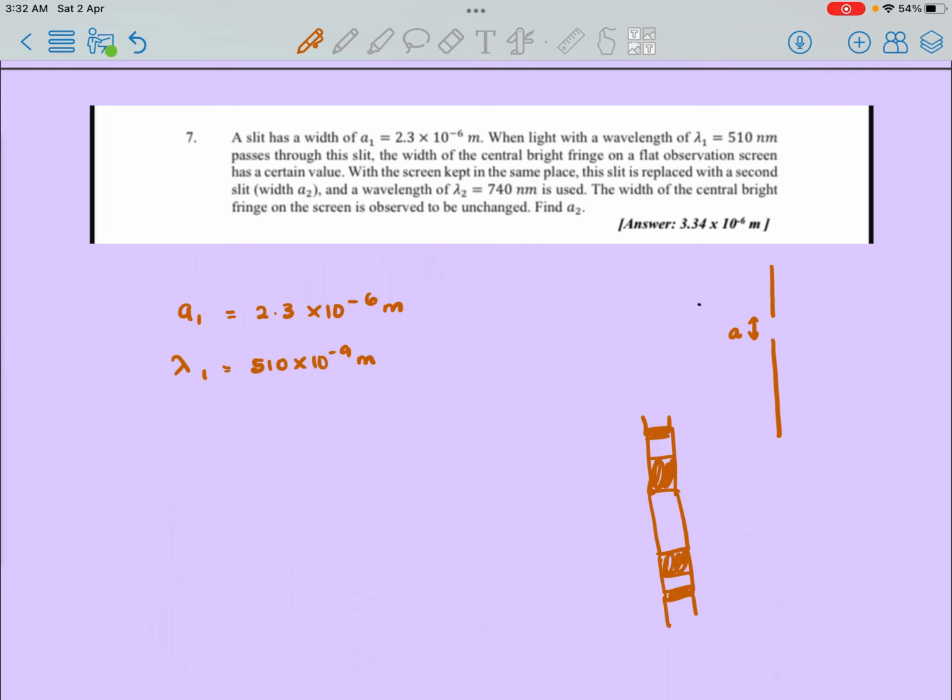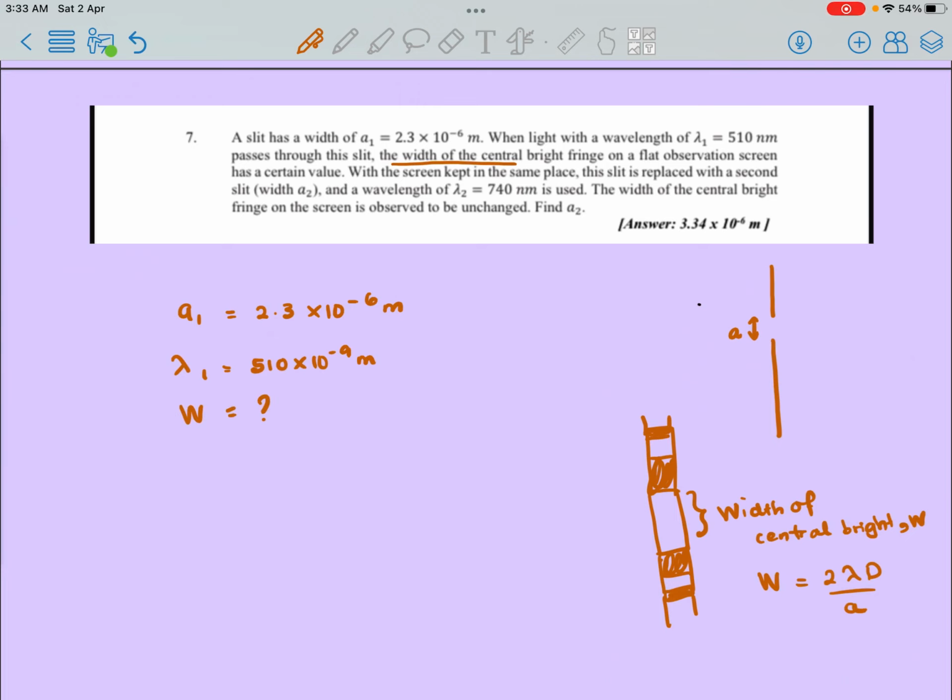Okay, so in this subtopic, you are also required to find the width of the center bright, kan? Width of center bright. So W, isn't it? So remember the formula, width equals 2 lambda D over A, okay? And then dia cakap, when wavelength of ni passes through this slit, the width of the center bright fringe on the flat observation screen has a certain value. So we don't know the value lah, okay?